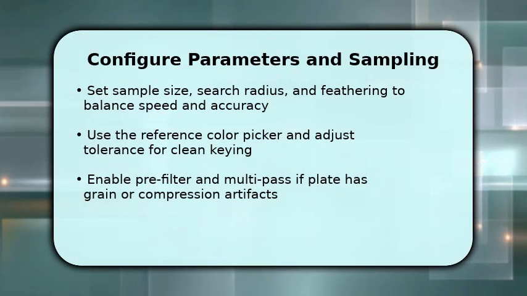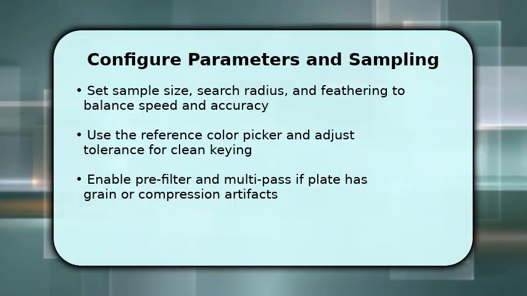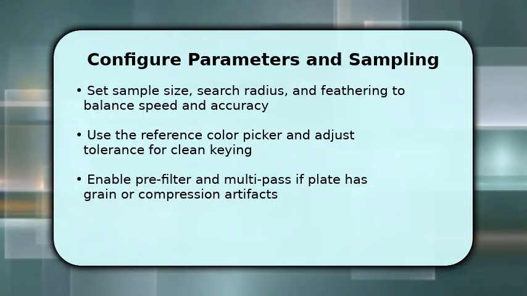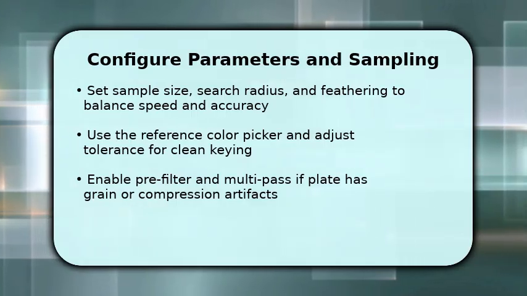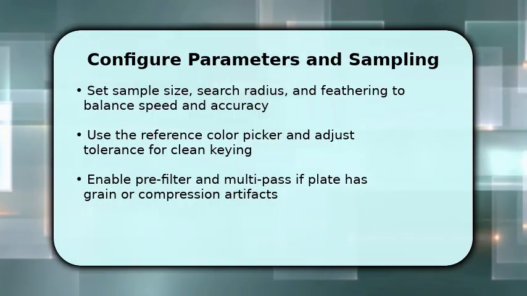Next, you tune the IBK parameters to get a clean key. Pick good sample points with the reference color picker and adjust tolerance to include fringe colors but exclude subject tones. Then change sample size and search radius. Larger values improve robustness at cost of speed, so you balance performance.